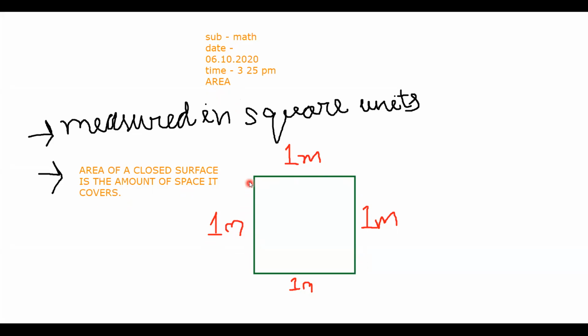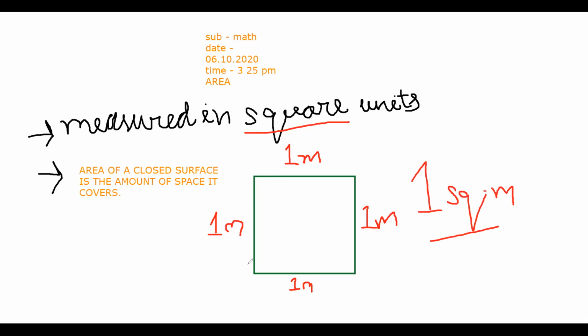So the amount of surface that this square covers is called its area. And what will be the area of the square? You will tell it as 1 square meter. This square covers 1 square meter. SQM, square meter. It is measured in square units. Suppose if I will give you a kilometer, then square kilometer. If centimeter, then square centimeter.